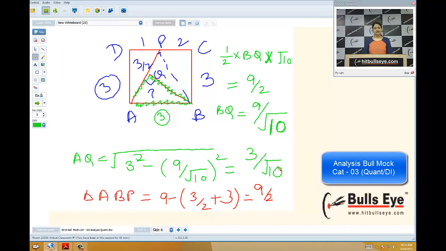How come? We'll calculate the square area, which comes out to be 9 in this case. From 9 we'll subtract APD's area and BQA's area. APD we have calculated as 3 by 2. BQA we can calculate now. What is BQA? It will be half into base into height, I mean half into BQ into QA. We know BQ as well as AQ. It will be half into 9 by root 10 into 3 by root 10. That is the AQB's area. Now I think this is manageable.